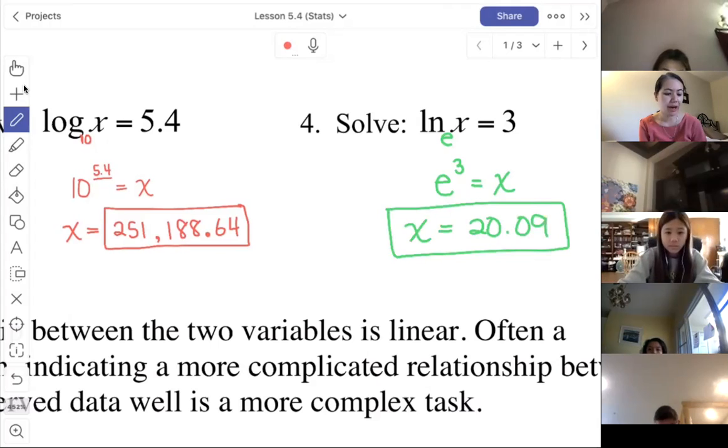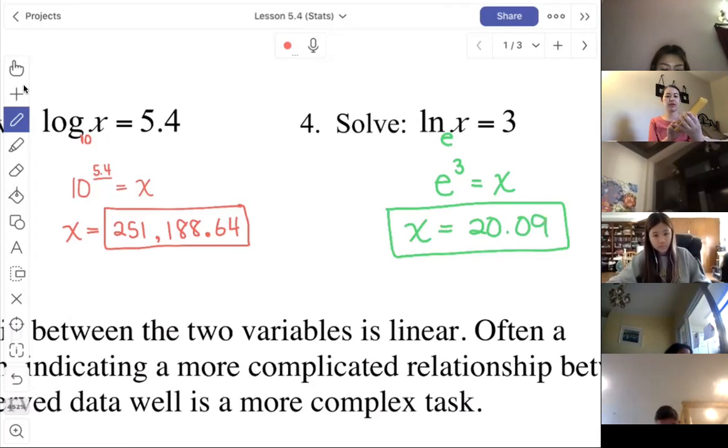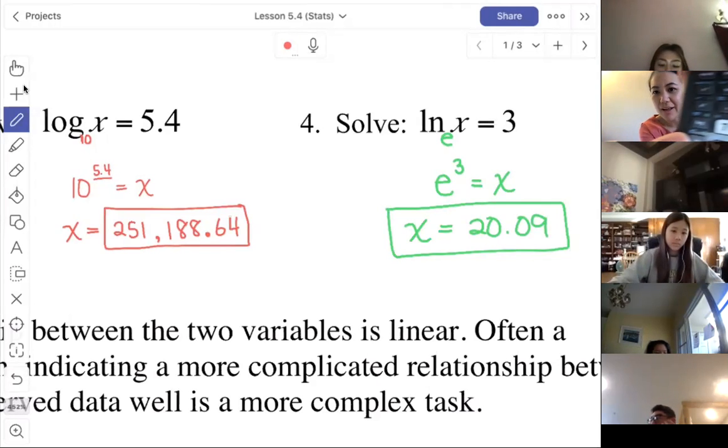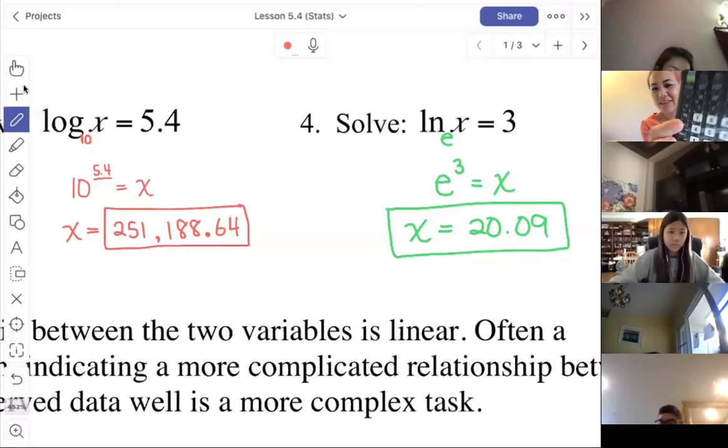Does anybody need help finding how to get to the e to the power exponent? Yes? Okay. So where you go is you hit the blue button, and then you go straight down, and right below log, you'll see ln. I just couldn't find where the button was. Okay, thank you. You're welcome.